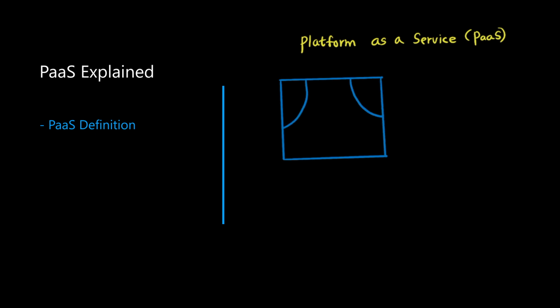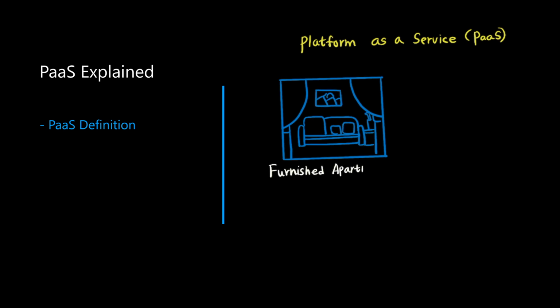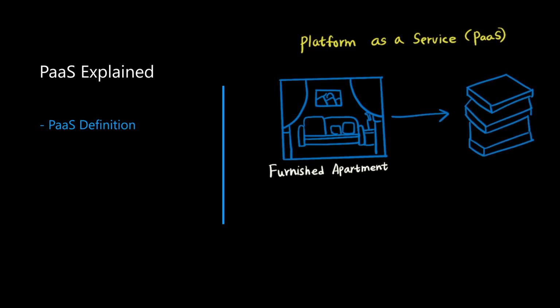Platform as a Service, PaaS, builds upon IaaS by adding another layer of abstraction. In PaaS, the cloud provider manages not just the infrastructure, but also the operating systems, middleware, and runtime environments. You as the customer focus solely on developing and deploying your applications and managing your data. Returning to our apartment analogy, PaaS is like renting a furnished apartment with appliances included. You just bring your personal belongings and start living.